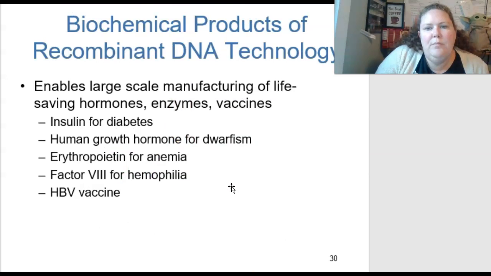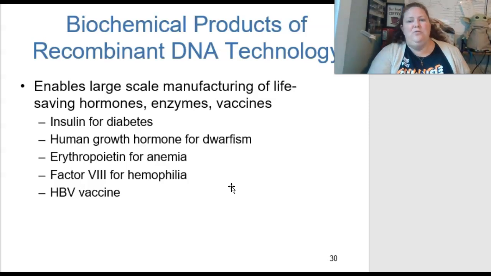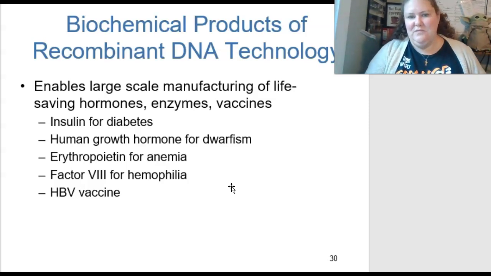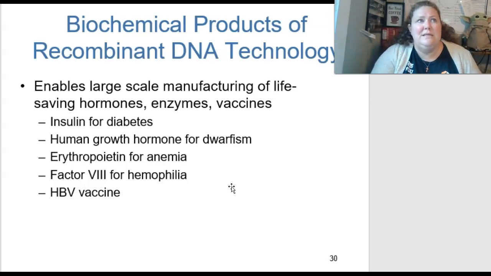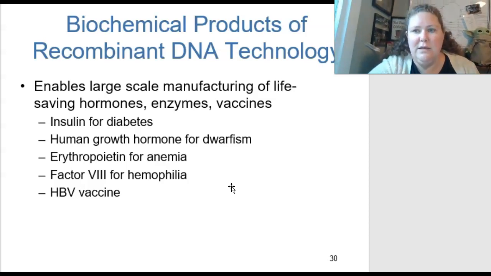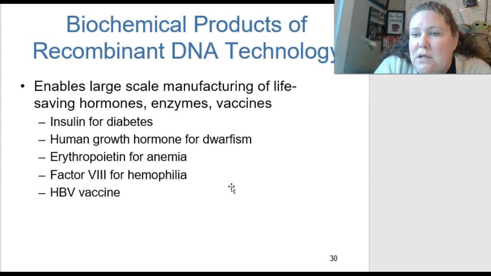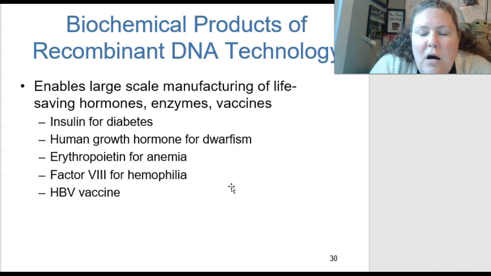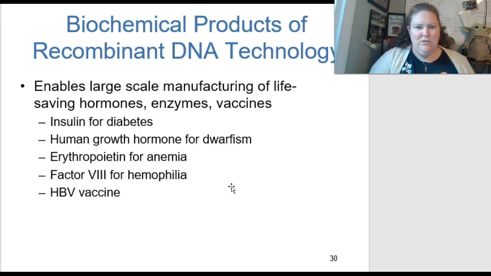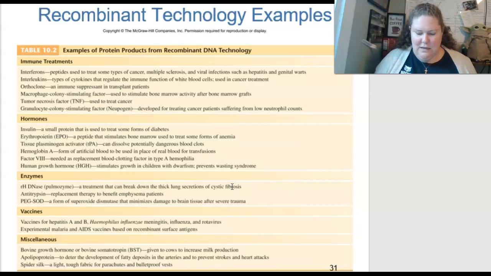So biochemical products of recombinant DNA technology: this whole skill is going to enable large-scale manufacturing of life-saving hormones, enzymes, and vaccines. One very big example is going to be insulin, okay? So we can use this to grow insulin to treat diabetes, okay? Also, human growth hormone for dwarfism, erythropoietin for anemia, factor 8 for hemophilia, and the HBV vaccine. So there's a lot of really good things that can come out of this technology.